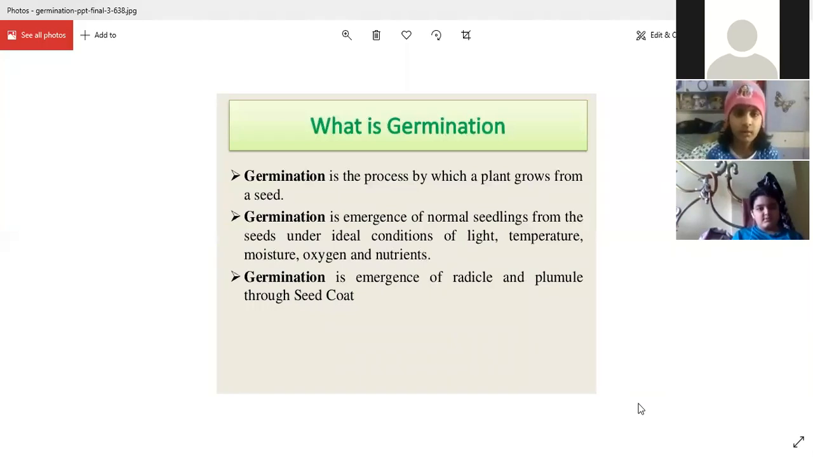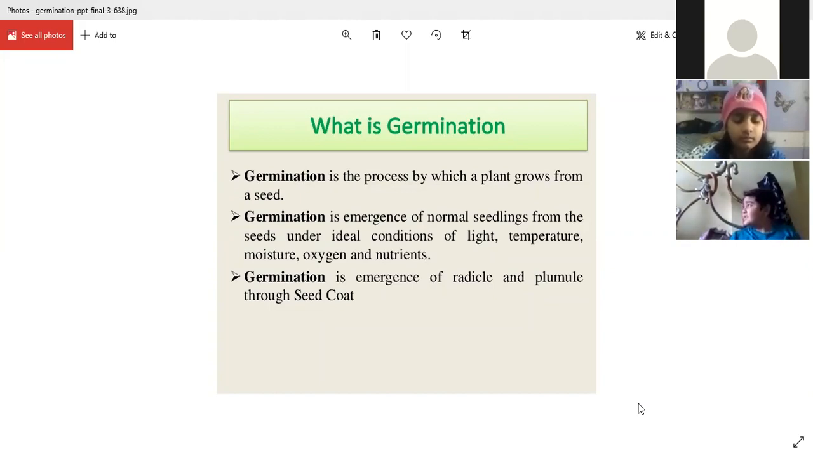So, over here, they are telling us that germination is the process by which a plant grows from a seed, right? Simple as that. Germination is emergence of normal seedlings from the seeds under ideal conditions of light, temperature, moisture, oxygen, and nutrients. Germination is emergence of radicle and plumule through seed coat. Right? Now let me explain all these three parts of this definition. Part number one says that this is a process by which a plant grows from a seed.